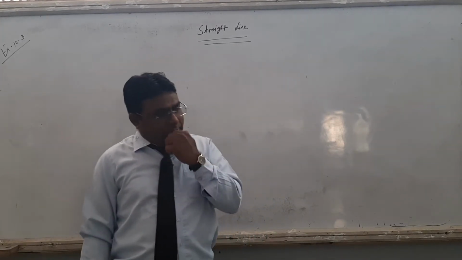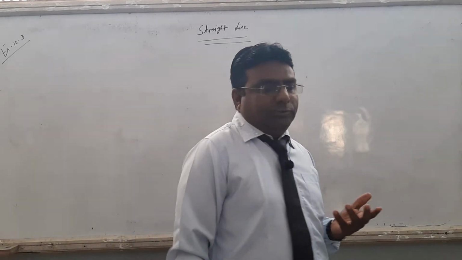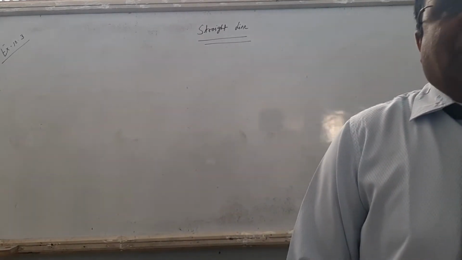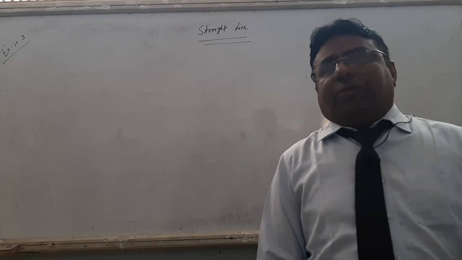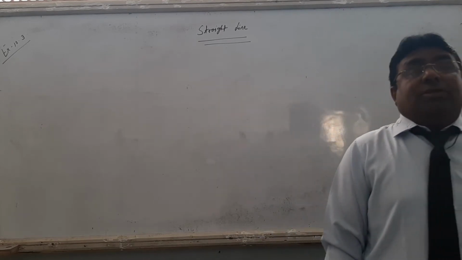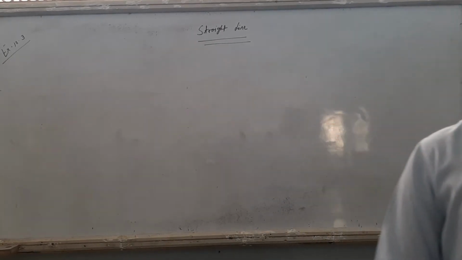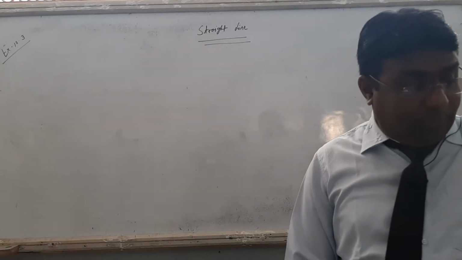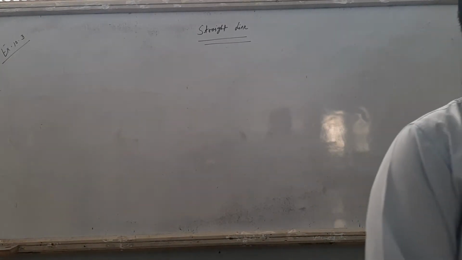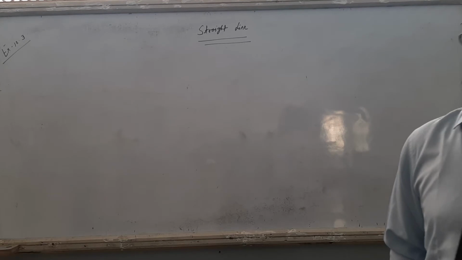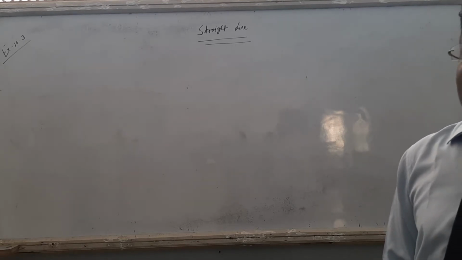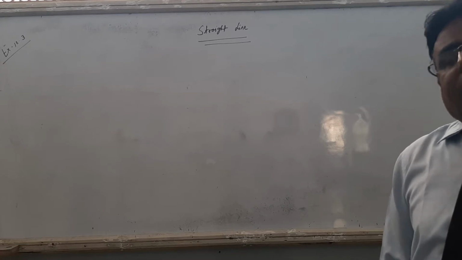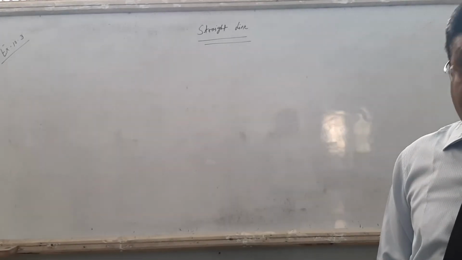Now the second thing, what is the equation of a line in slope-intercept form? That is y equals mx plus c. Now the third form, what is the equation of a line in two-point form? y minus y1 equals (y2 minus y1) upon (x2 minus x1) into (x minus x1). The next is the equation of a line in intercept form, that is x upon a plus y upon b equals 1. And what is the equation of a line in normal form? That is x cos theta plus y sin theta equals p.